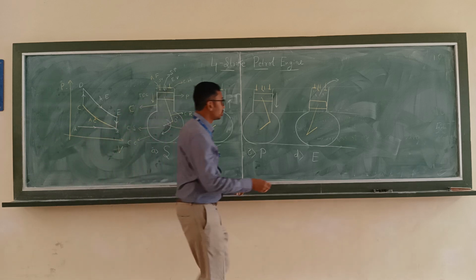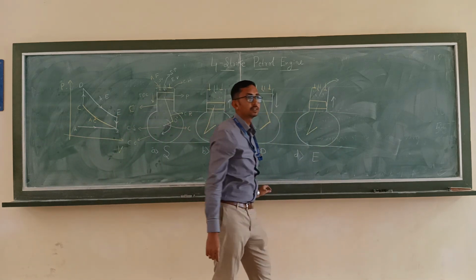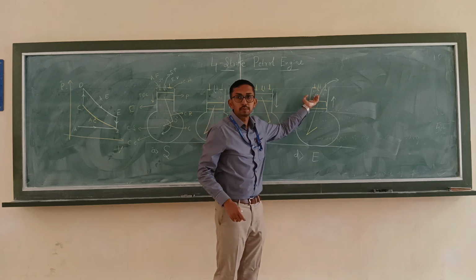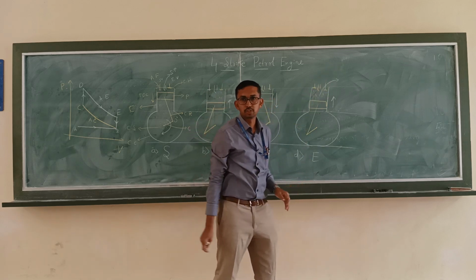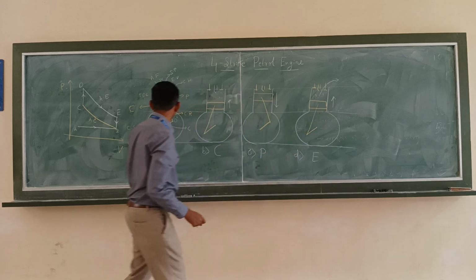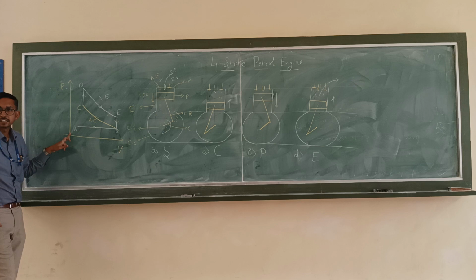Now the piston is going to move from where? Bottom dead center to top dead center. So what happens? Whatever waste gases were present in the cylinder will be pushed out to the atmosphere. Okay. So this can be represented in the PV diagram from B to A.